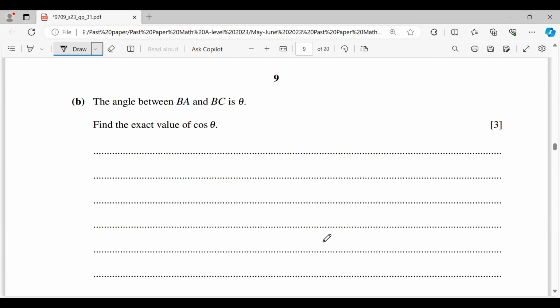B, the angle between BA and BC is theta. Find the exact value of cosine theta. I'm going to sketch the parallelogram first. BA and BC, it means this is theta. Okay, exact value of cosine theta.